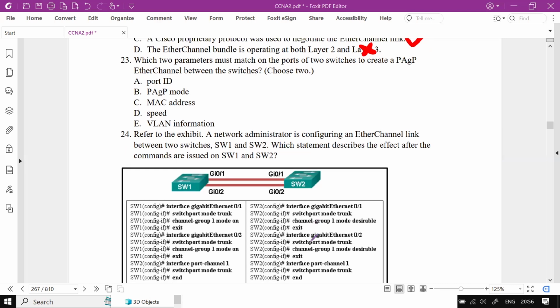Which two parameters must match on the ports of two switches to create the channel between the two switches? Now we've done this. This must be the same. This must be the same. MAC addresses can never be the same.